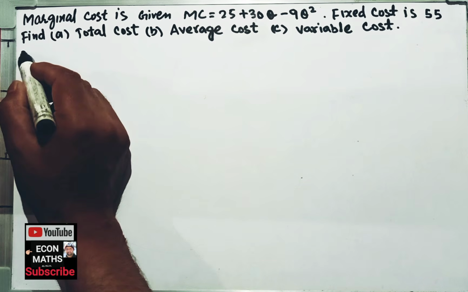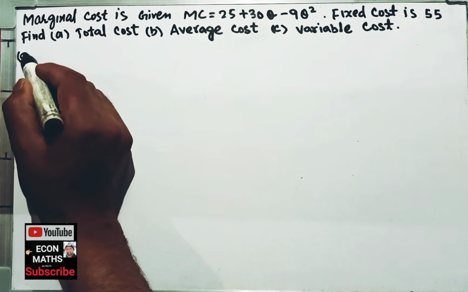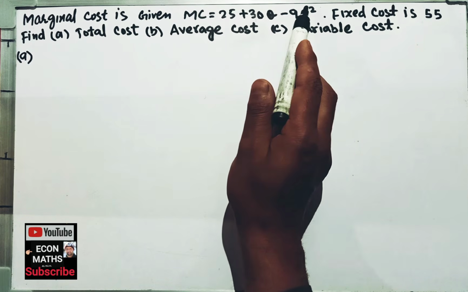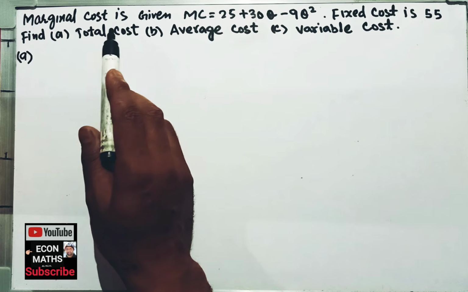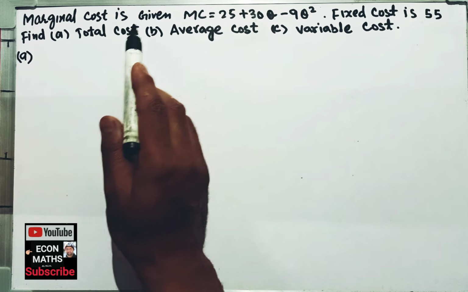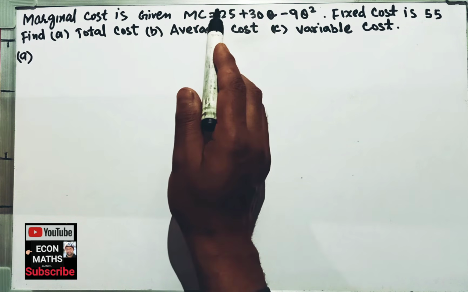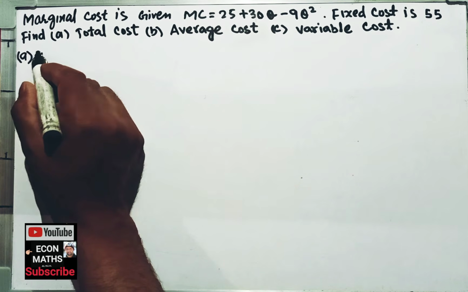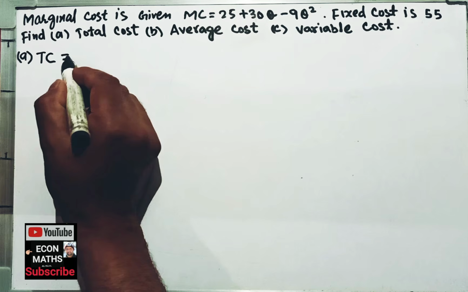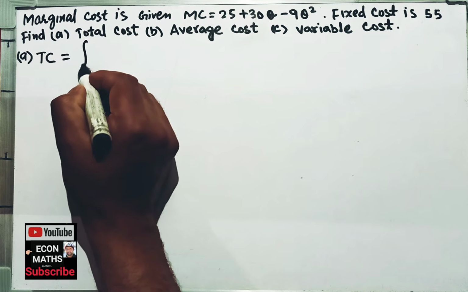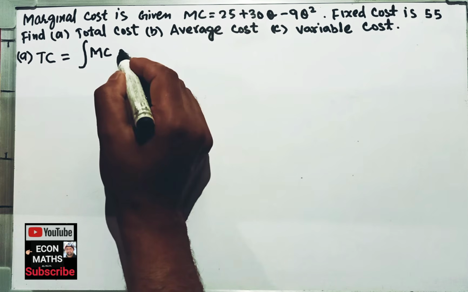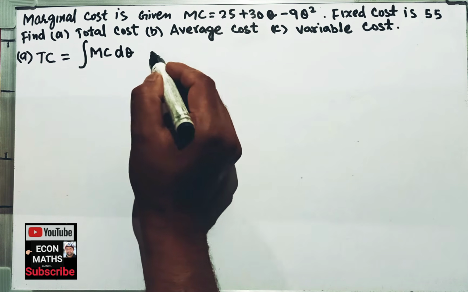So we will solve the first part, that is the A part. Now the marginal cost function is given. To find the total cost, we will integrate this marginal cost function. That is to say, total cost is equal to the integration of the marginal cost, that is MC, with respect to quantity, that is dq.